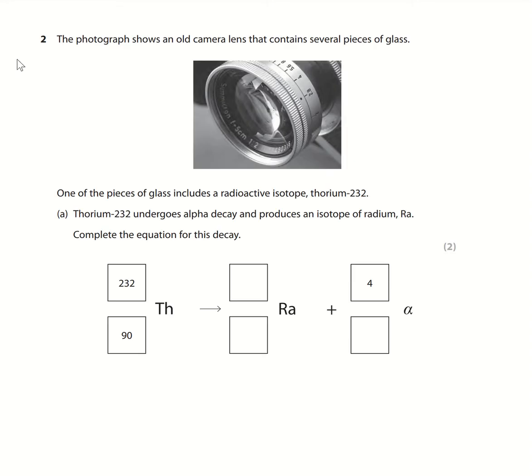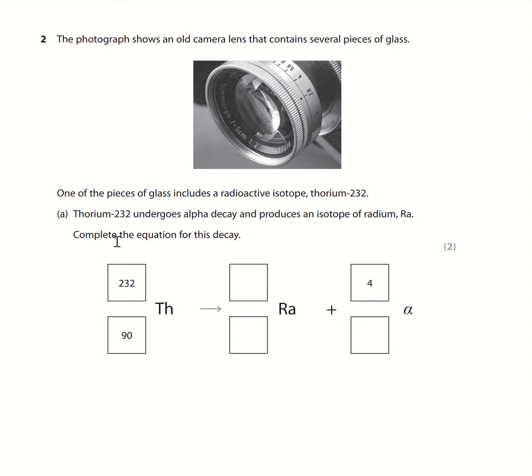The photograph shows an old camera lens that contains several pieces of glass. One of the pieces of glass includes a radioactive isotope, thorium 232. Thorium 232 undergoes alpha decay and produces an isotope of radium, Ra. Complete the equation for this decay.